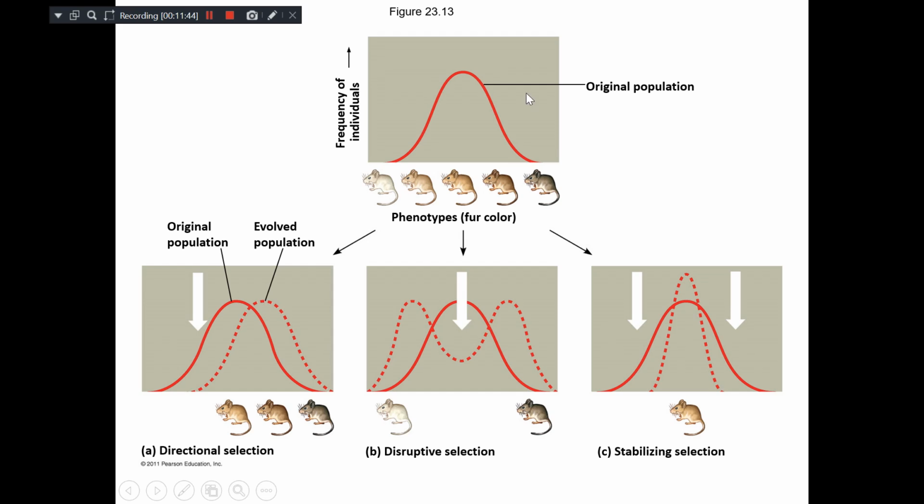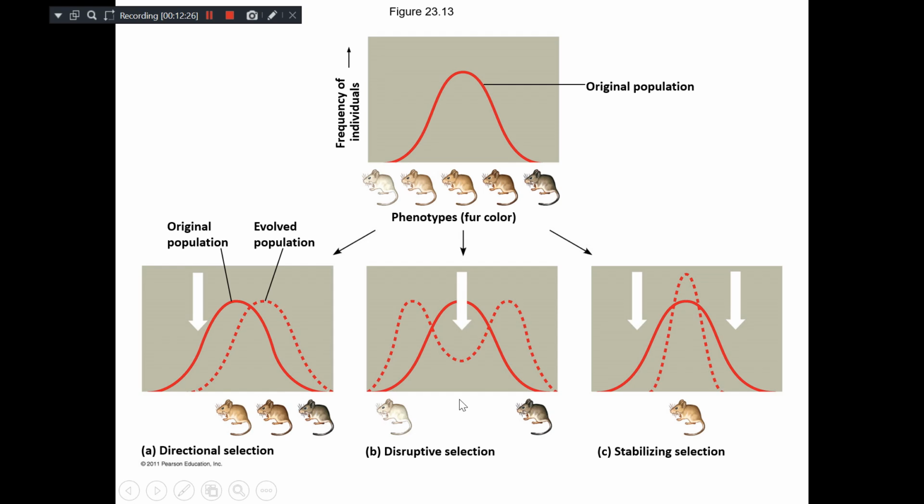See here the phenotype. This is the original population. You can see the frequency of the individuals and the phenotype colors in the original population. Now, if directional selection operates on this population, it selects the organisms only at one end. These two are eliminated. They are not selected, and in the next generation they are not found. This is what you call directional selection.